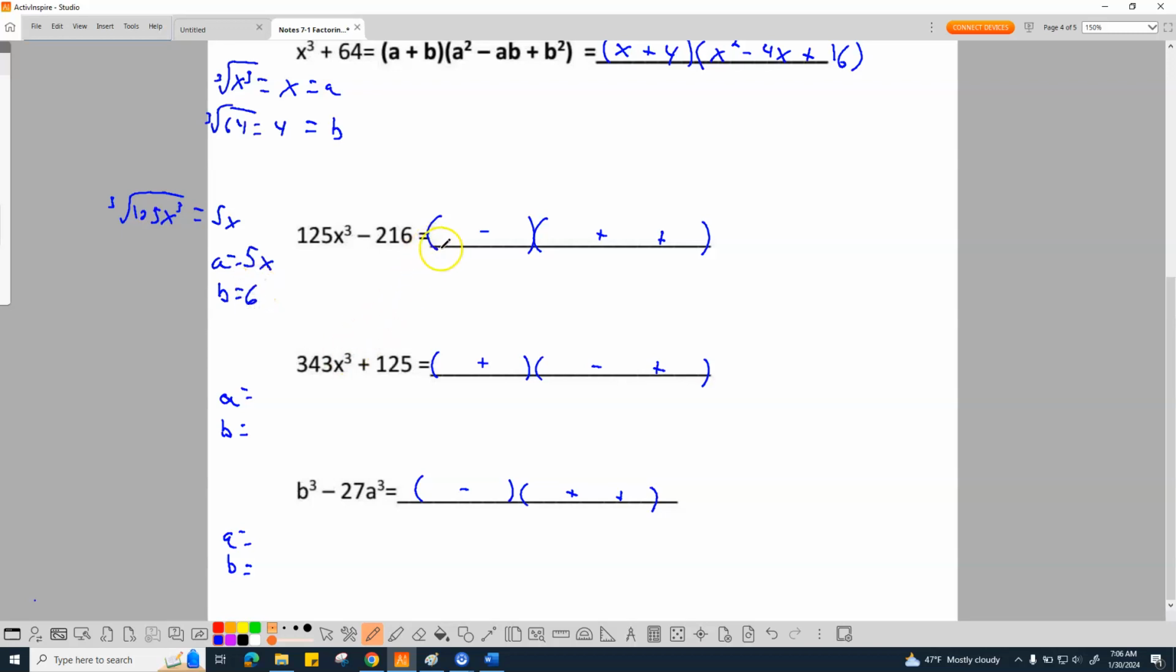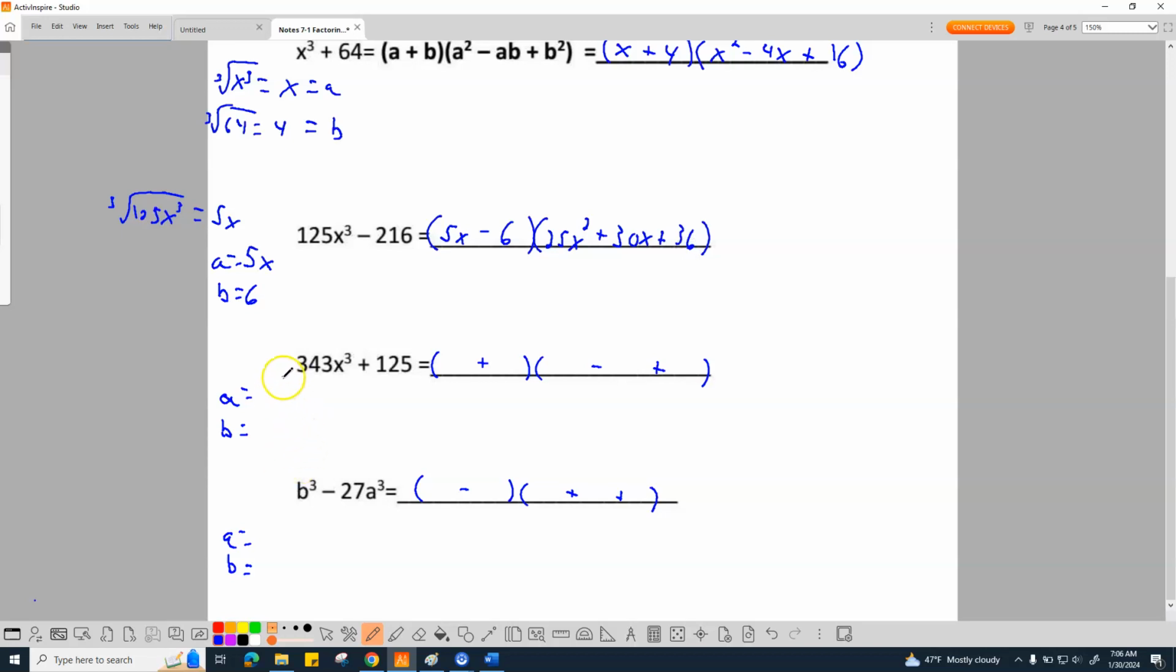So how do I fill this in now? I have my a right here, so my a goes here. This is 5x. My b goes next, which is 6. And then I have my a squared, which in this case is 25x squared. Pay attention to that, y'all. Then my ab is 6 times 5x, which is 30x. If you're wondering where I'm getting that, right here. And then I have to do my b squared, which is 6 squared, which is 36. So that's how those get done.